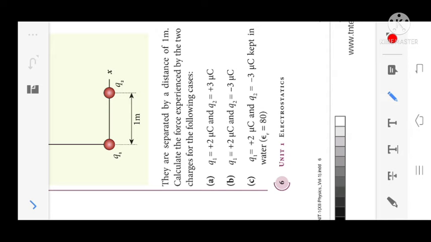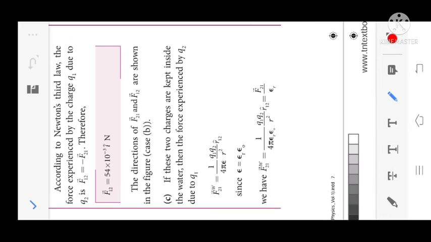Now we go for the third section. In the third section there is a small difference. What is that? One charge is plus 2 microcoulomb, another charge is minus 3 microcoulomb. That's not the difference, it is the same as the previous case. But it is kept in water. The relative permittivity of water is given as 80. Now the force should vary, because we know that electrostatic force depends on the medium. So if two charges are placed in water, what about the force? That's what we have to calculate.